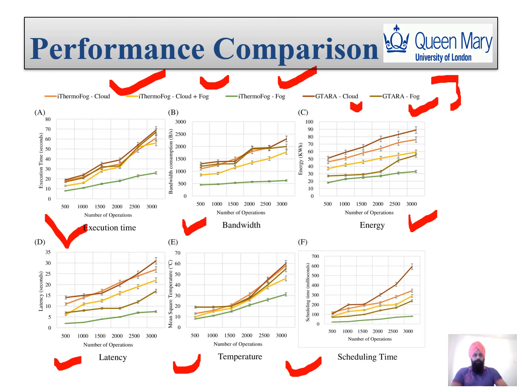iThermofog has low scheduling time as compared to the existing game theoretic allocation technique, as iThermofog uses a pre-computed Gaussian mixture model for temperature prediction. Low scheduling time leaves considerable margin to scale the technique in large setups with low overheads, which is also a positive point for the iThermofog model. So overall, the performance of the iThermofog model with fog is better than the other scenarios.